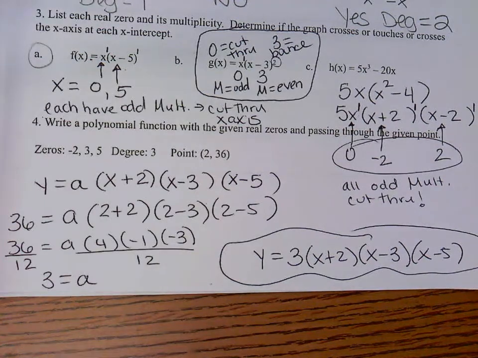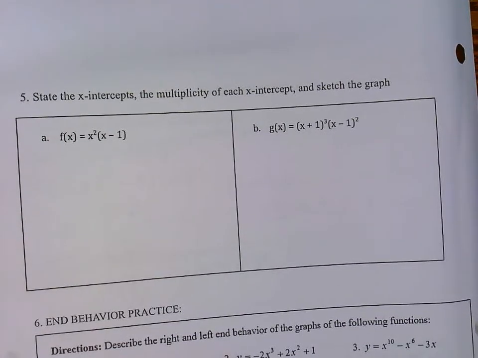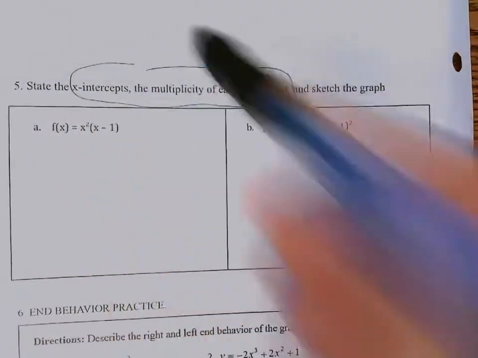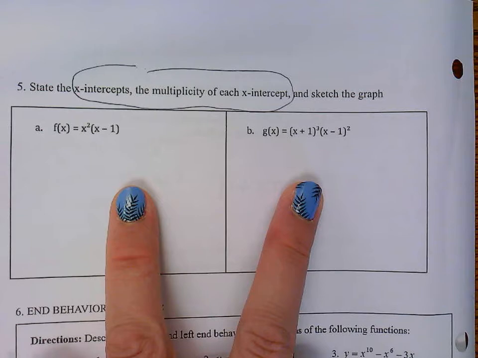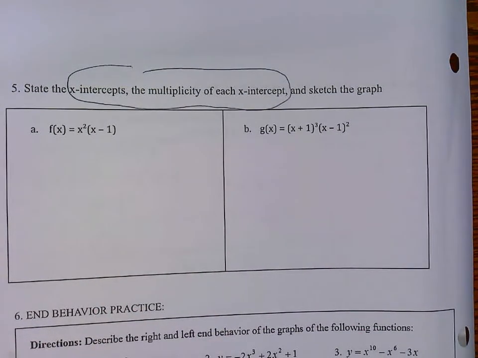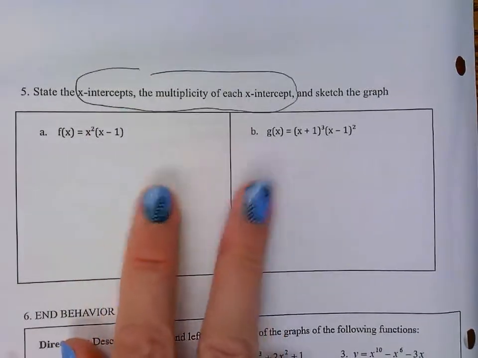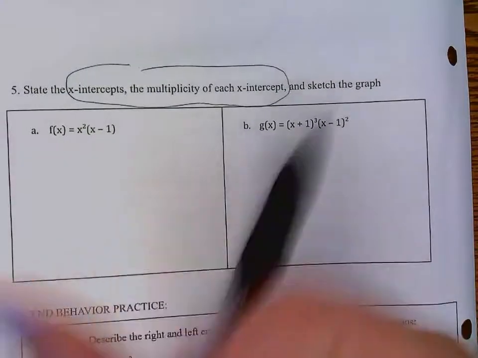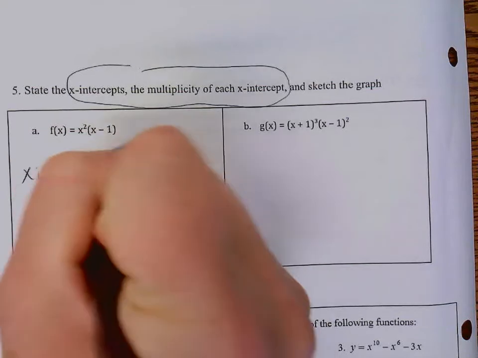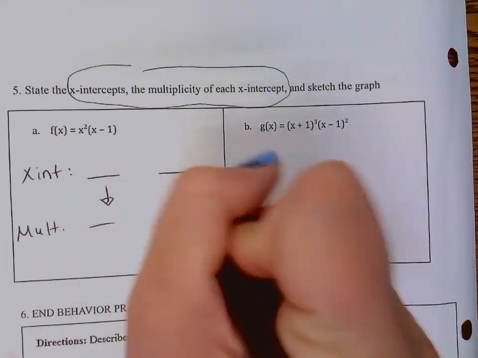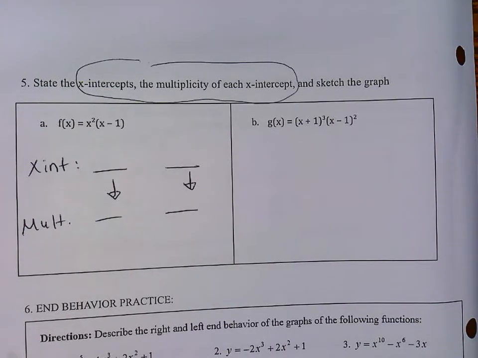I'd love for you to try this part right here. Find the x-intercepts for each of these and state their multiplicity. And then I will help you sketch the graph in a minute, because we also have to take into account the end behavior. So for each of these two functions, write down what are your x-intercepts and what is the multiplicity of each x-intercept, even or odd. And then we'll sketch the graph down below it.